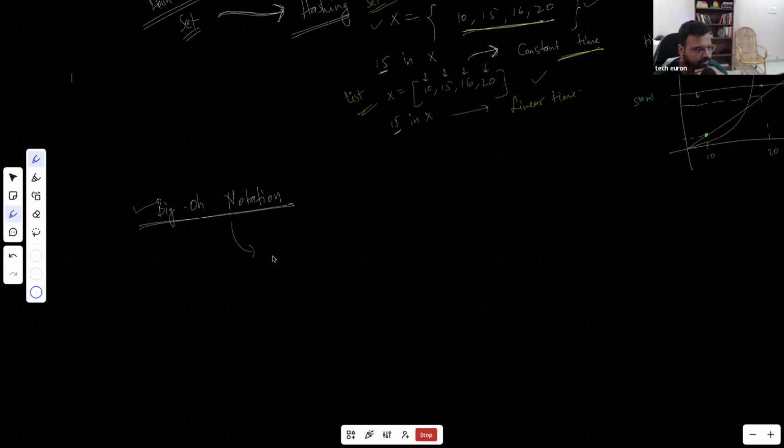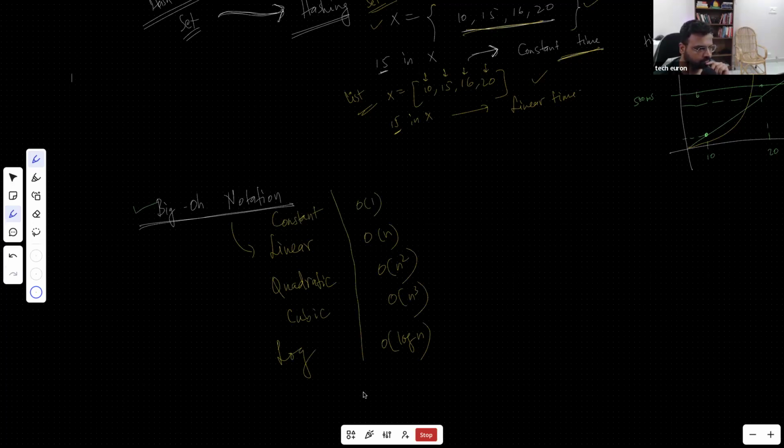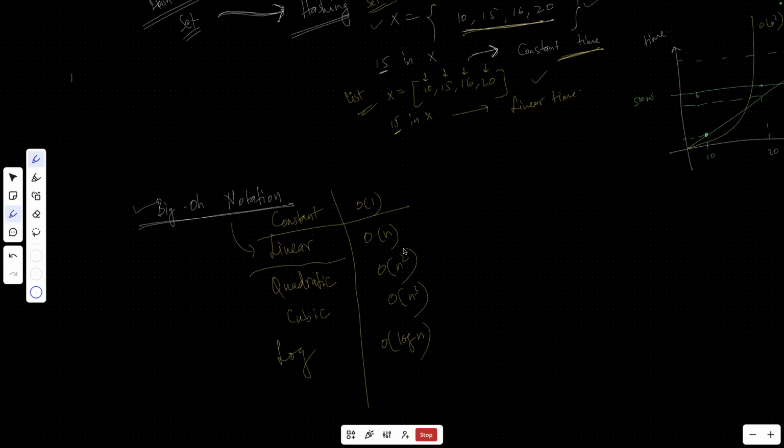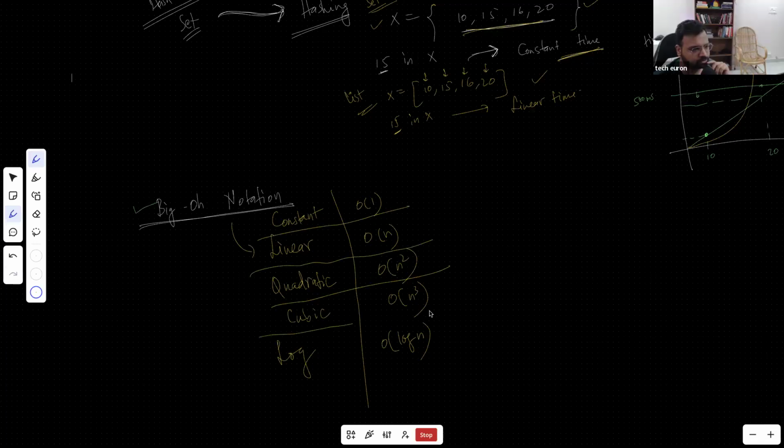So Big O notation is basically, if it is linear, we say O of n. O of n means function of n, it is growing in a linear way. If it is quadratic, we say O of n squared. Cubic, we say O of n cube. Log, we say O of log n. Constant, we say O of 1. So everything applies to time complexity; the same logic will go for space also.